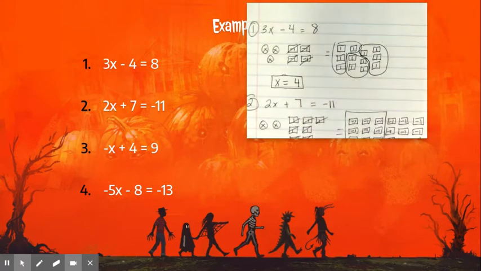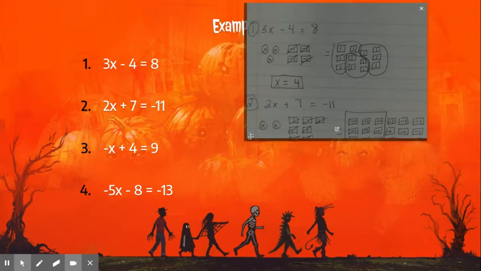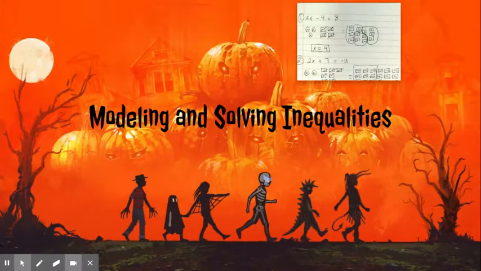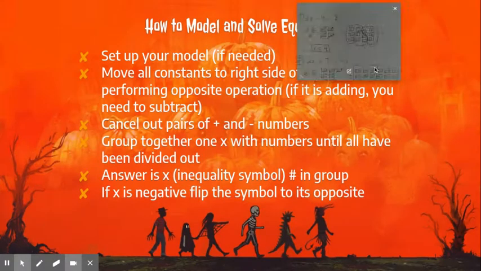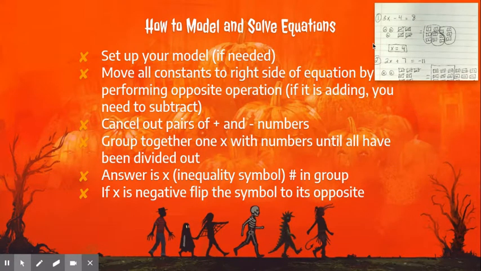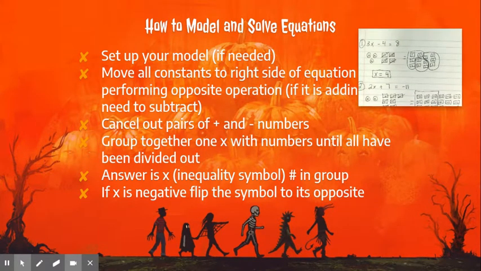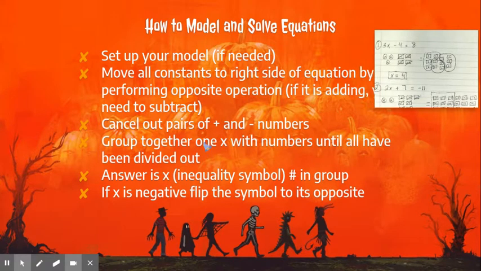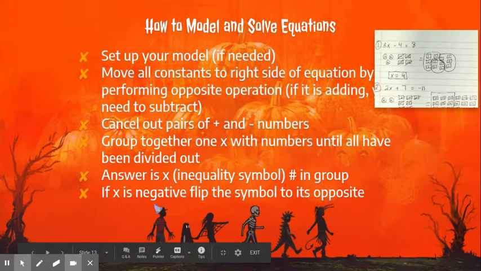All good there. Let's move on to doing some inequalities. Same thing. Set up your model, move all the constants to the right side of the equation, cancel out your pairs, group together 1x with the numbers until all have been divided out. And the answer is x equals whatever inequality symbol we're using, the number in your group. The only difference here is if x is negative, we need to flip the symbol to its opposite. So if it was less than, it becomes greater than.